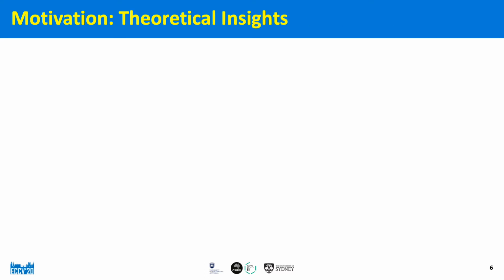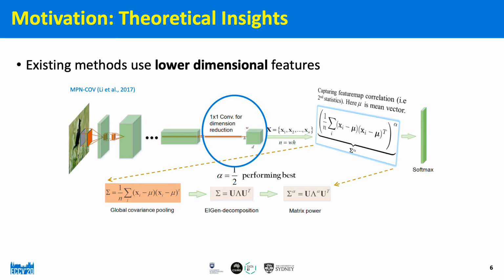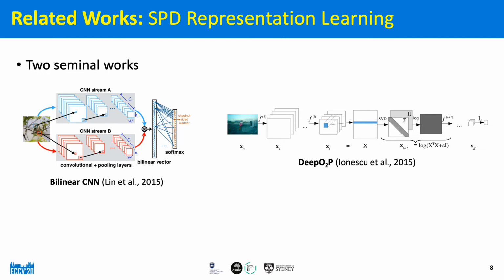Since it is expensive to perform eigendecomposition on high-dimensional SPD matrices, existing methods reduce the feature channels to compute a relatively smaller-sized SPD matrix for eigendecomposition. In this work, we are curious about if the computational challenge of computing eigendecomposition can be mitigated from another orthogonal perspective. A large number of research works have been conducted for SPD representation learning, amongst which bilinear CNN and deep O2P are two pioneering methods for learning end-to-end SPD representation. However, the framework of deep O2P is largely followed and continuously improved by subsequent works.